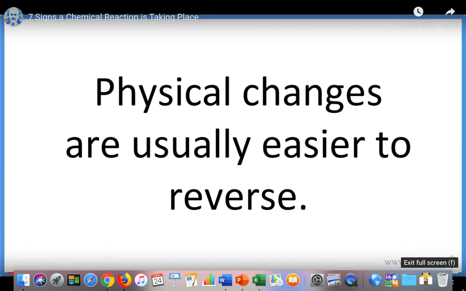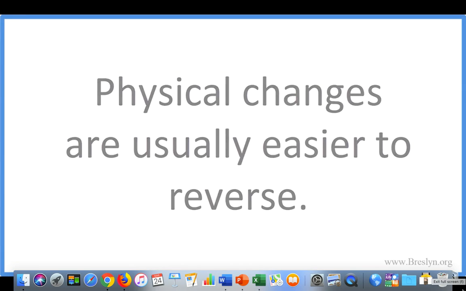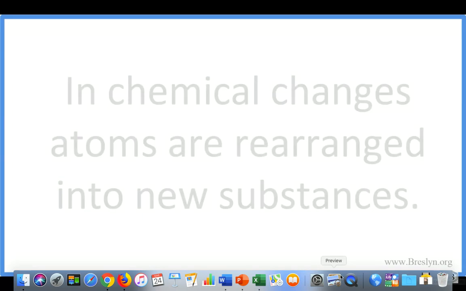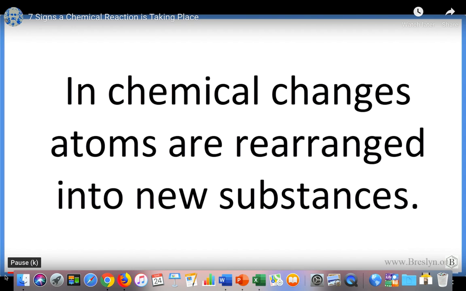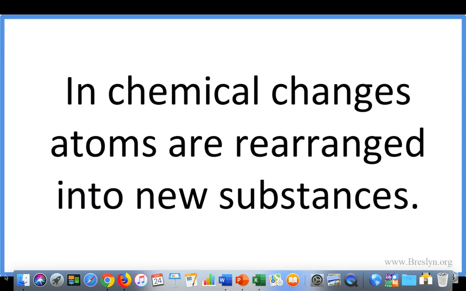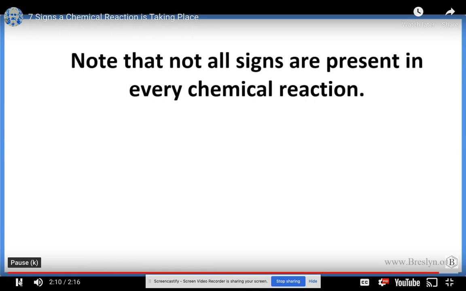A physical change, like boiling water, is easy to reverse. We just let the water cool and we have water again. Again, a big idea here is that we've created a new substance. The atoms have been rearranged in a chemical reaction, and we have new things. They have new chemical properties and new physical properties. This is Dr. B with 6 or 7 signs of a chemical reaction, and thanks for watching.